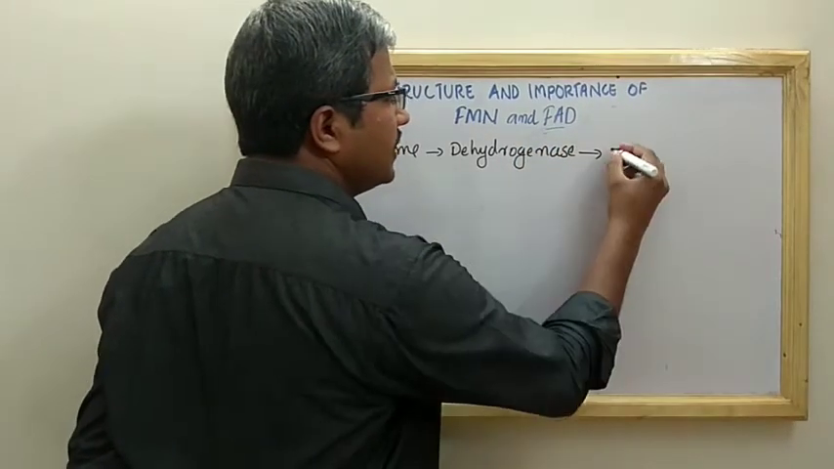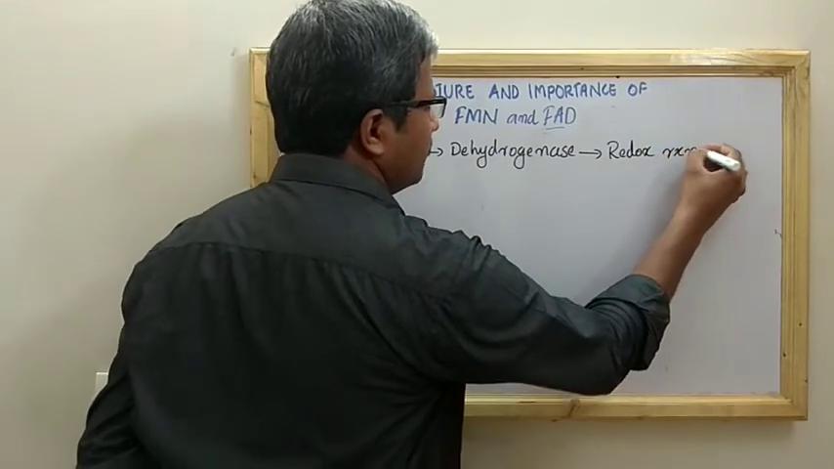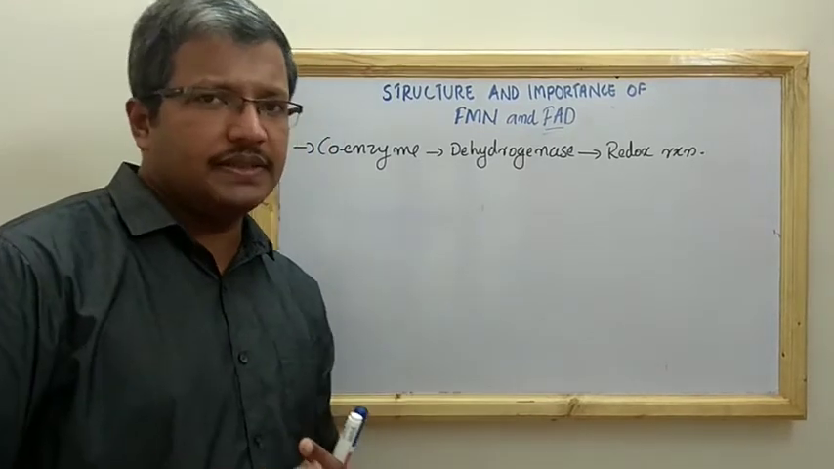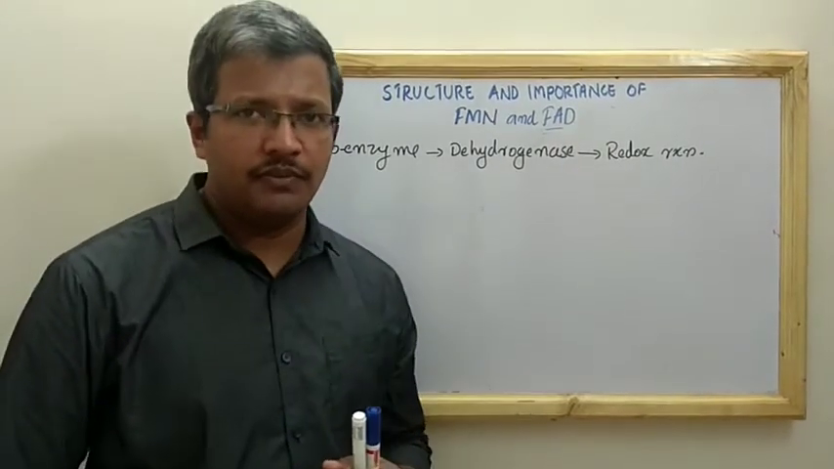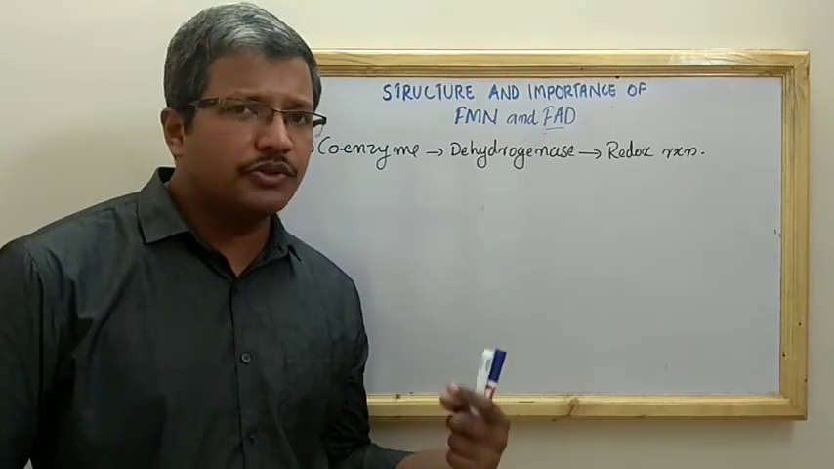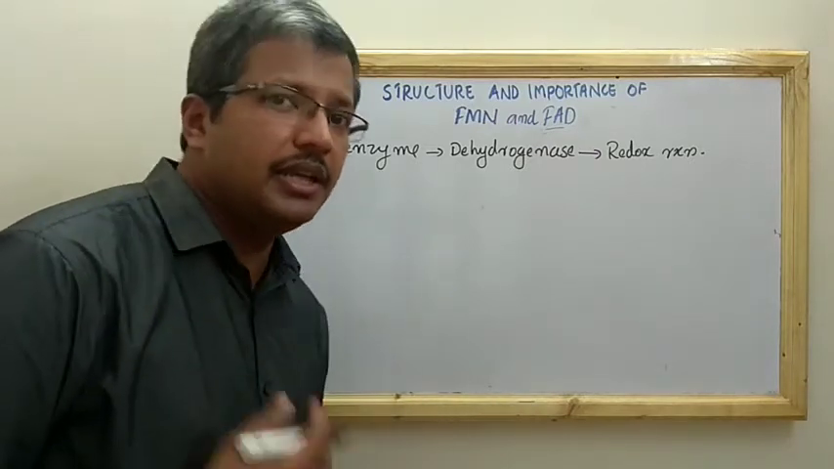And in what kind of reaction? Redox reaction. So it acts as a coenzyme for dehydrogenase enzyme in redox reactions. We know what is meant by dehydrogenase, what is meant by coenzyme and all. Just watch NAD and NAD plus if you don't remember that. I am not saying it again here.